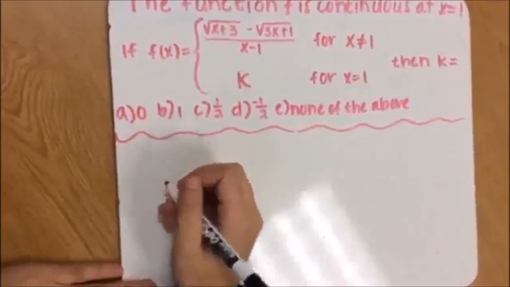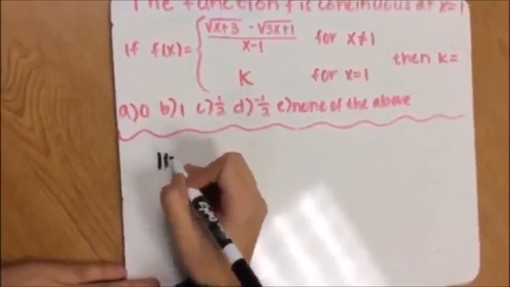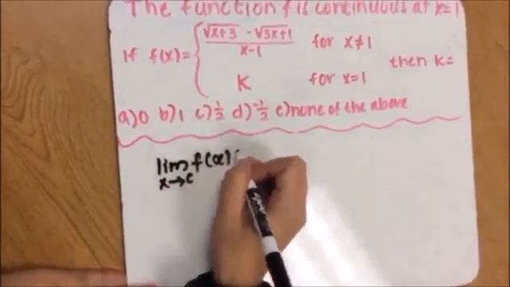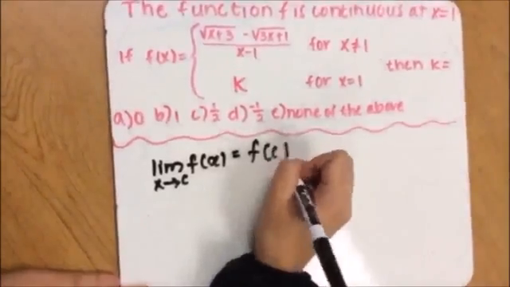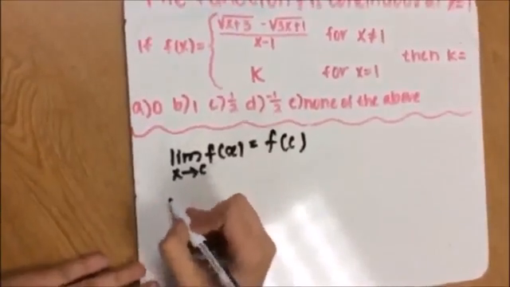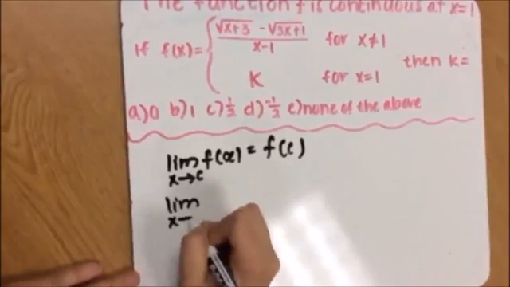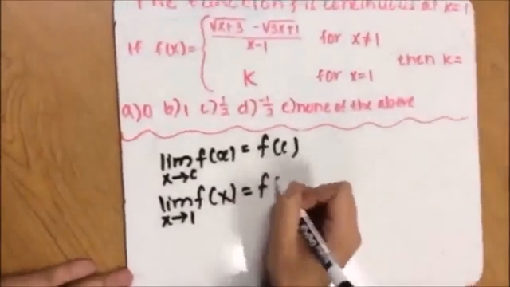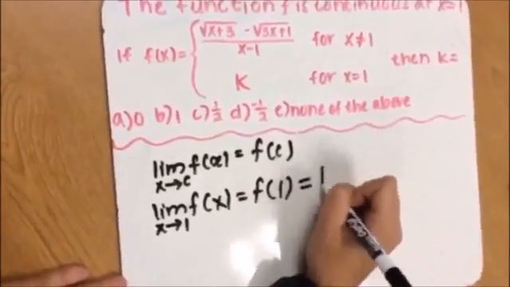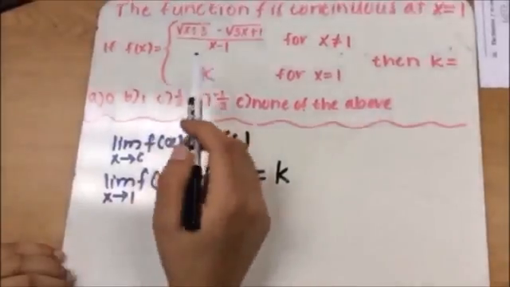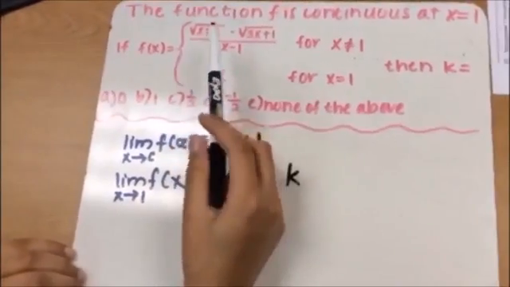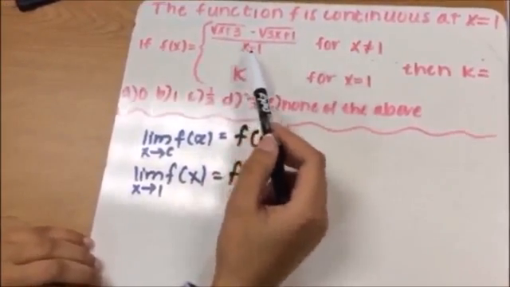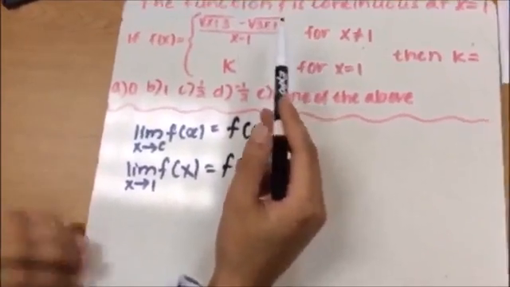The definition of continuity states that the limit as x approaches c of f of x equals f of c. So in this case, we can write the limit as x approaches 1 of f of x is equal to f of 1, which equals k. For the function, if we try direct substitution and plug in a 1, you're going to get 0 over 0, which is an indeterminate form.